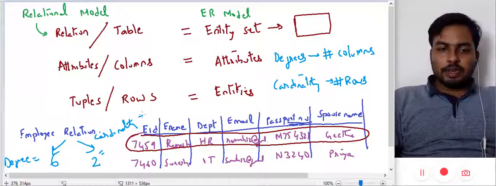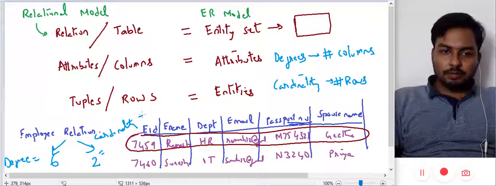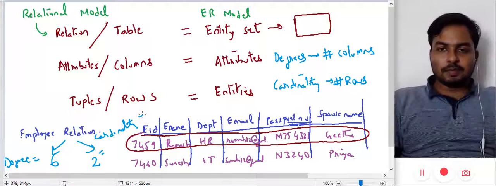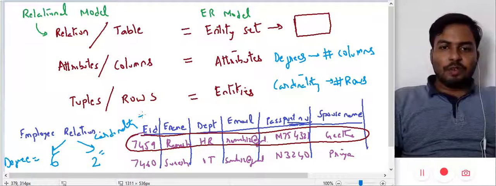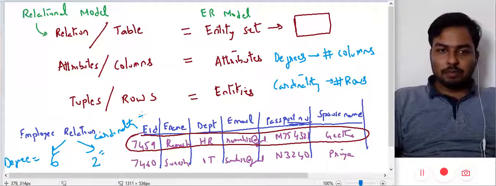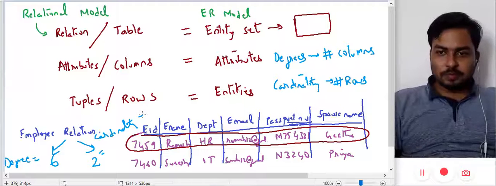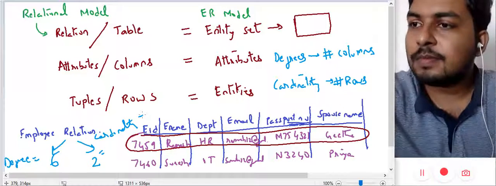Yes. So they can give you a relational model and they can ask you the degree of it and they can ask you the cardinality. Or they can give you one simple question: explain relational model. Then you have to explain all this.